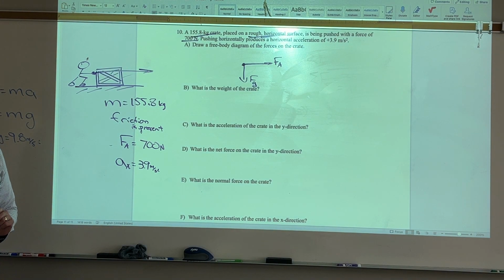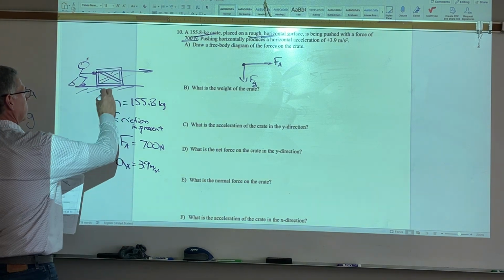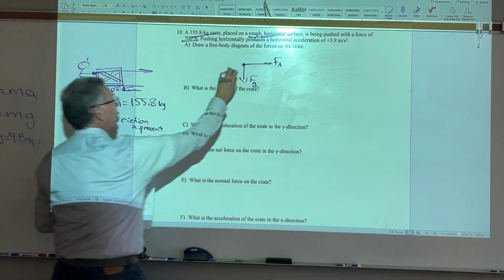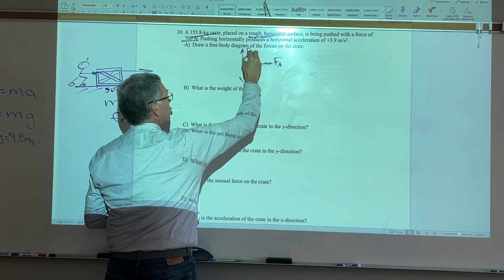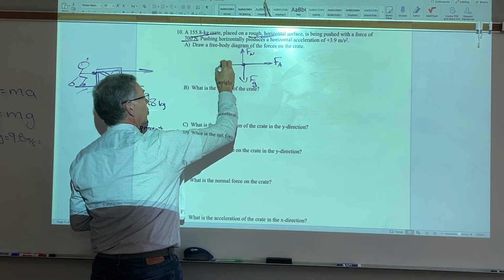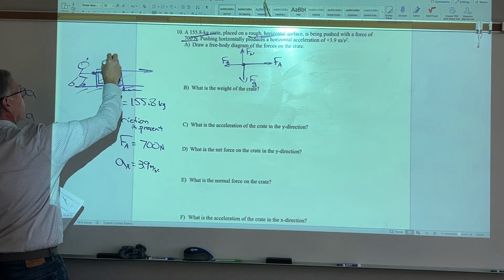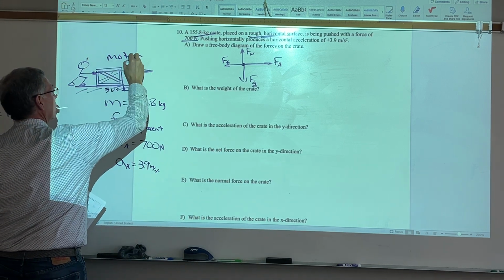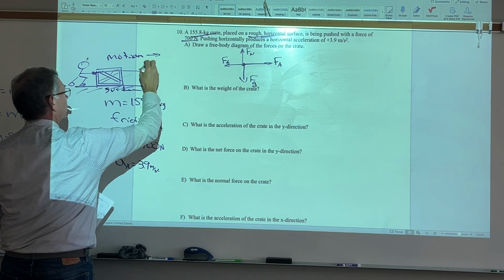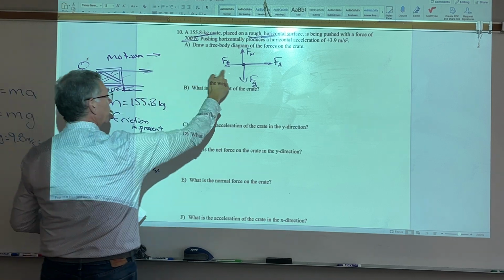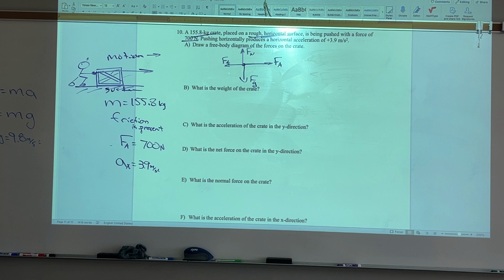What's the third force? It's on a surface. Friction. All right, there's a normal force, correct, and there is friction. If the motion is to the right, then that means the friction is to the left, opposing that motion. All right, so that's your free body diagram.